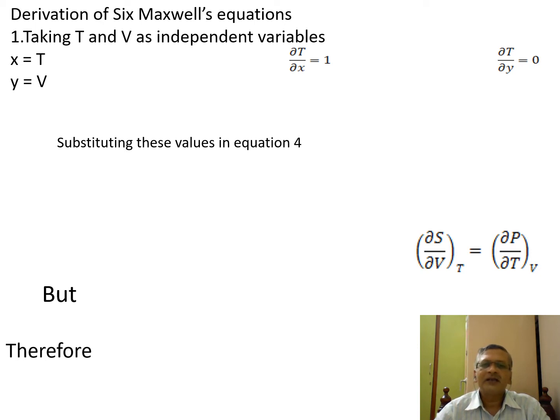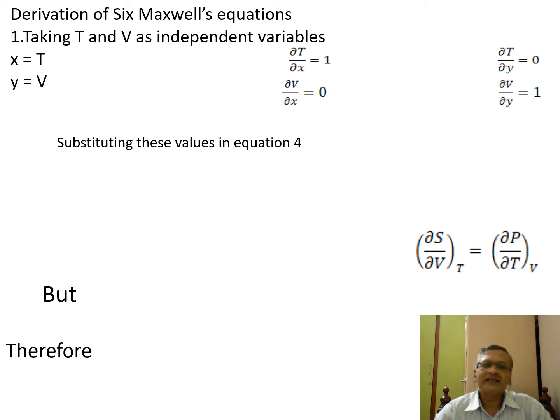Next, the reverse. Dou v upon dou x: we are differentiating the y term, which is v, with respect to x. There is no x here, so it must be 0. Dou v upon dou y is equal to 1. Substituting: dou t upon dou x is equal to 1, dou t upon dou y is equal to 0, dou v upon dou x is 0, and dou v upon dou y is equal to 1.